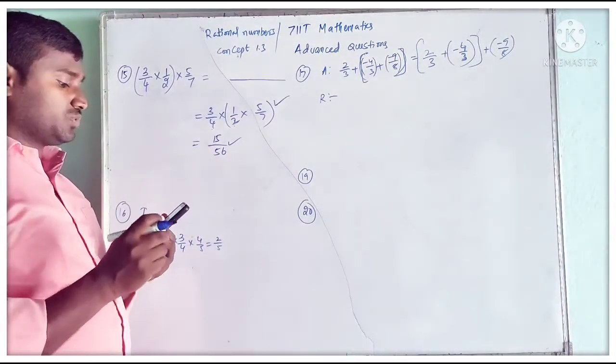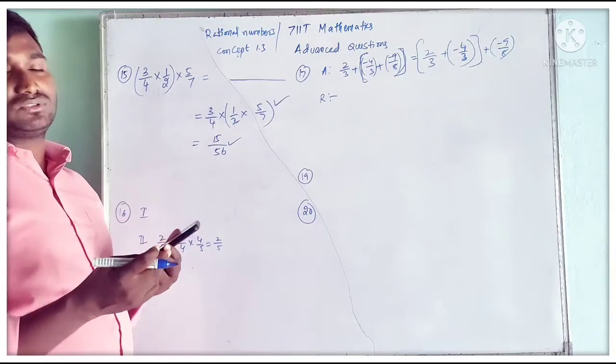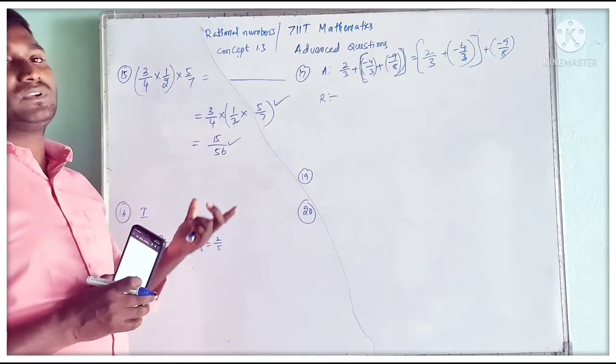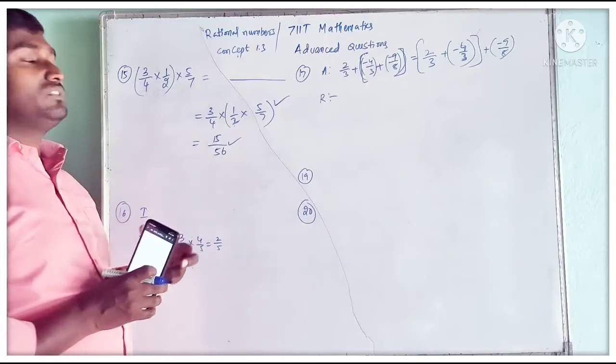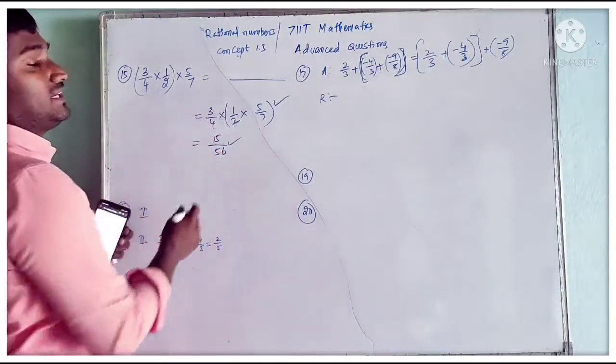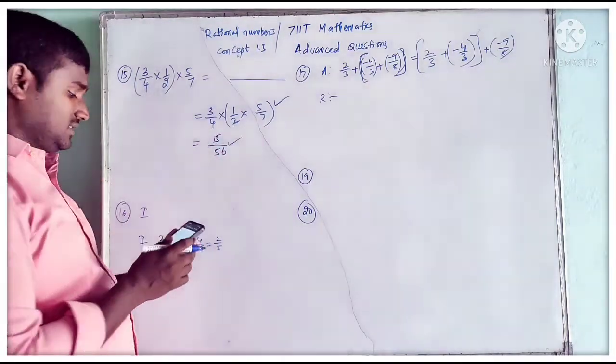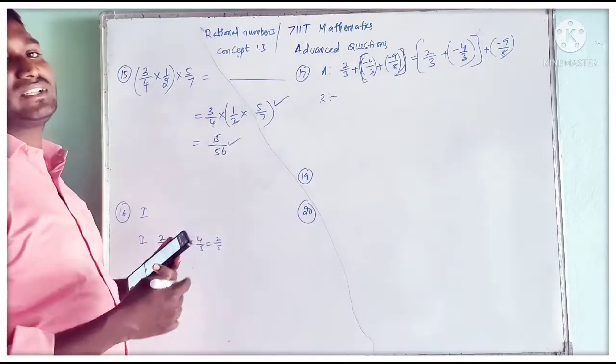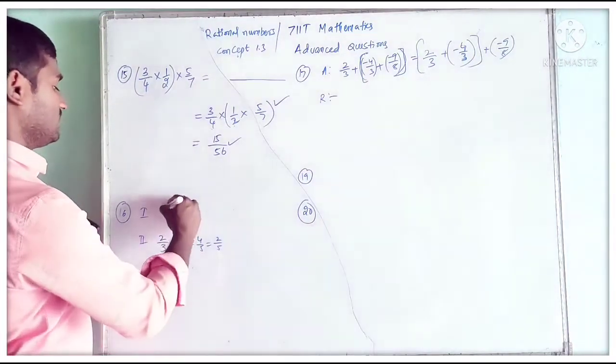Product of two or more rational numbers is equal to... So how do we multiply two or more rational numbers? We should multiply all the numerators, and we should multiply the denominators. Yes, so the product of numerators by the product of denominators. Yes, statement 1 is true.